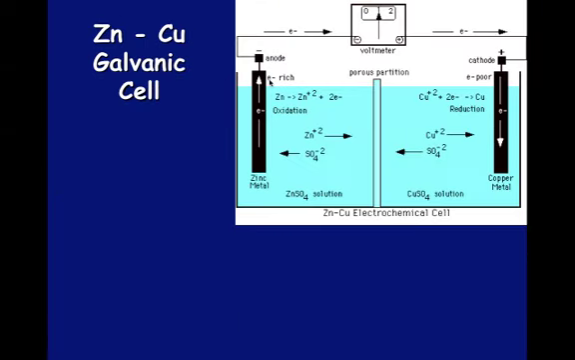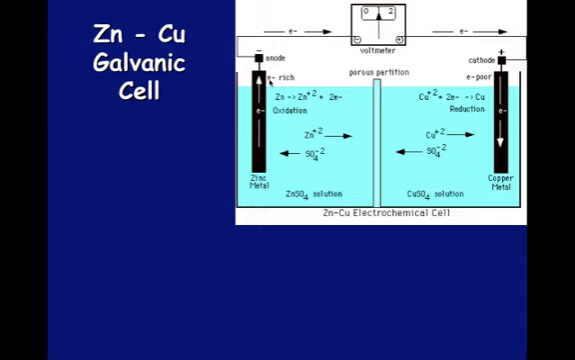So if we look at the zinc copper galvanic cell, we see that zinc is going through the oxidation and copper is going through a reduction. We have zinc sulfate, copper sulfate solutions. So notice the zinc ion is heading towards the right, the sulfate ion is heading towards the left as the cell proceeds, then the balance of charge.